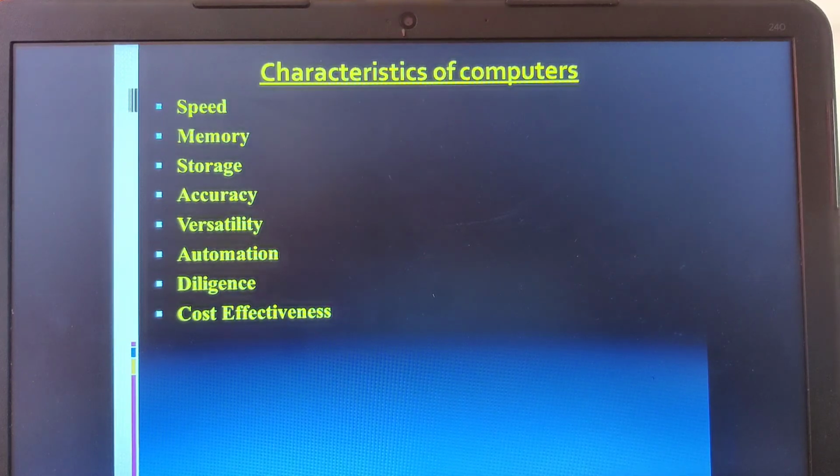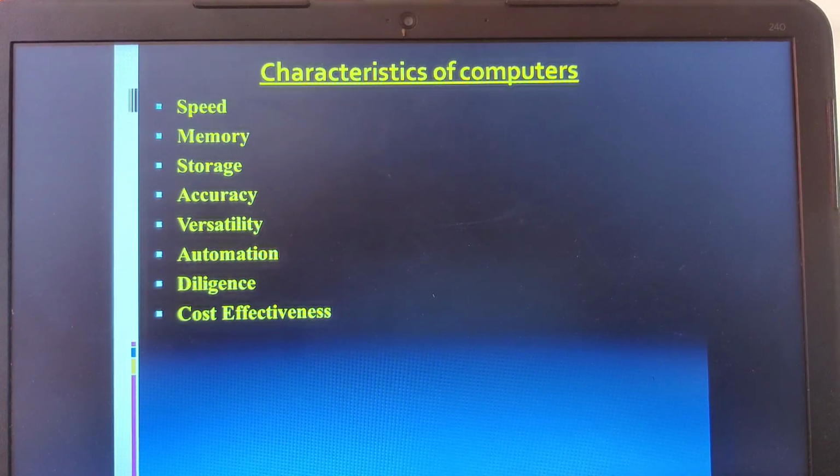Moving on to the last characteristic, that is cost effectiveness. That means the computer reduces the amount of paperwork and human effort, thereby reducing the cost. This reduction in paperwork also helps the environment, since we get paper from trees, isn't it? So computers reduce the paperwork as well as the human effort.